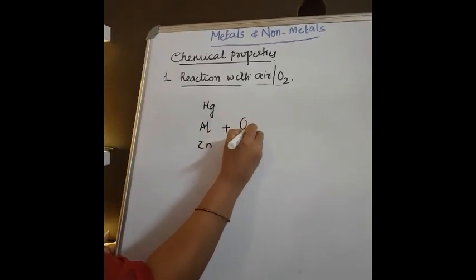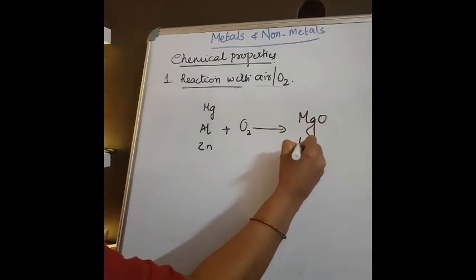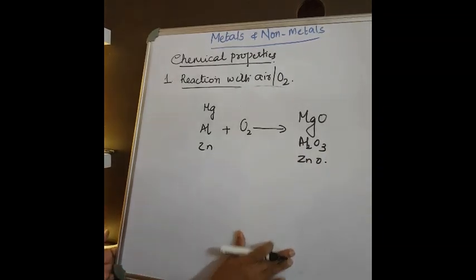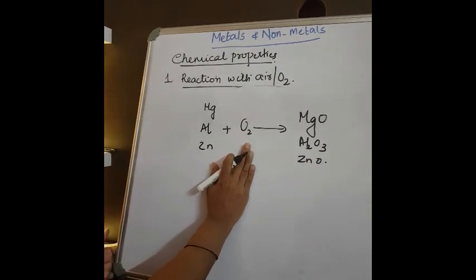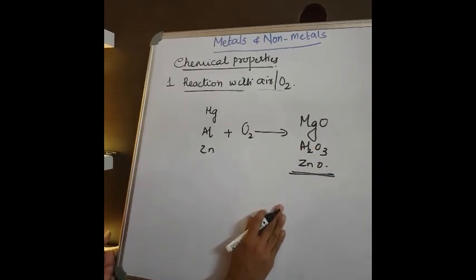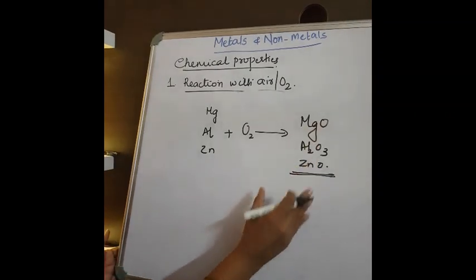They react with oxygen to form an initial protective oxide layer of magnesium oxide or aluminum oxide or zinc oxide, right? Why is this useful? This is useful because these oxides prevent what? Further oxidation. This coating of the oxide layer prevents further oxidation.